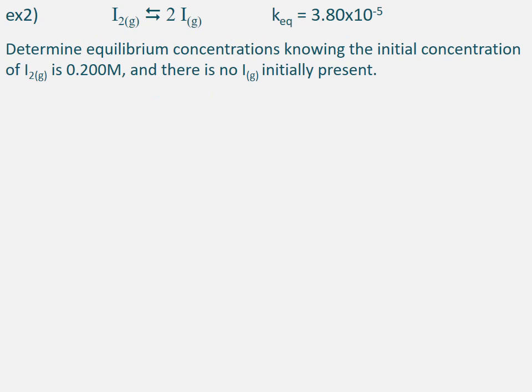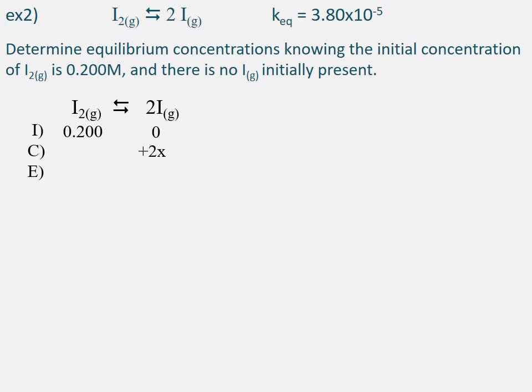Determine equilibrium concentrations, knowing that the initial concentration of I2 is 0.200 molar, and there is no I initially present. So I write my ICE chart, and I'm told the I2 concentration is 0.2, and the I concentration is 0. That means that the right-hand side is going to have to go up because 0 can't go down. It's going to go up 2x amount. The 2 comes from the balanced equation. There are 2 I's in the balanced equation.